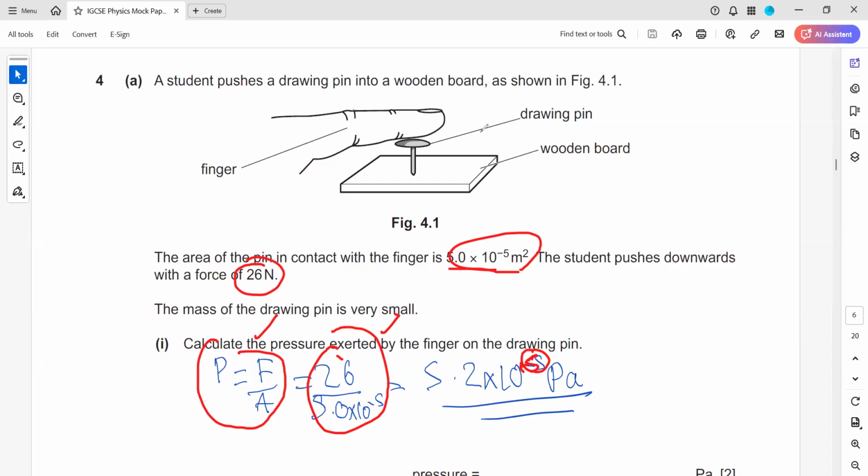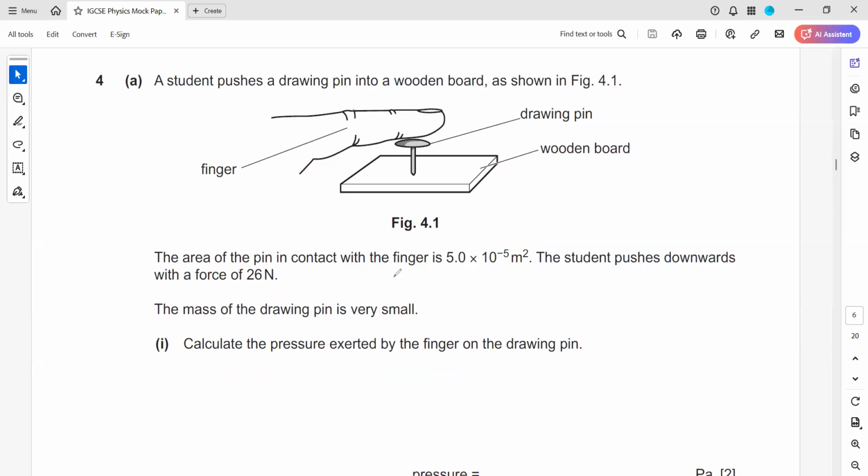When you divide them, frequency is the number of oscillations divided by time.